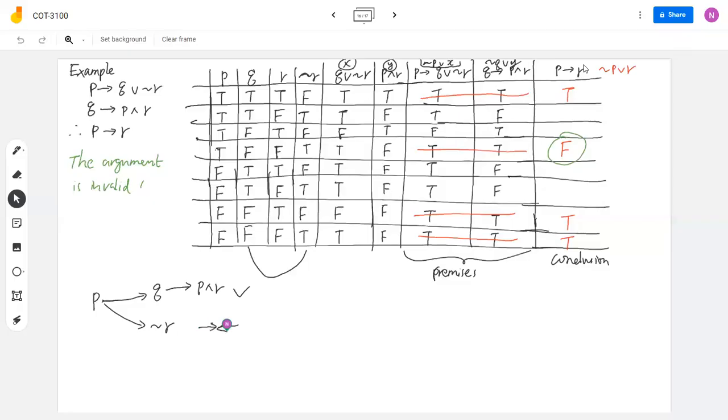And some people use a notation like this: 2 arrows colliding with each other. So the conclusion: contradiction.